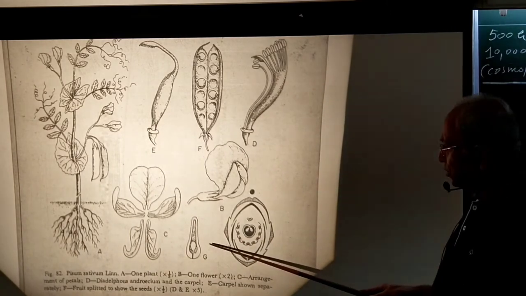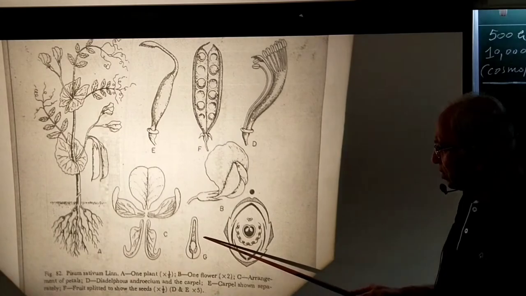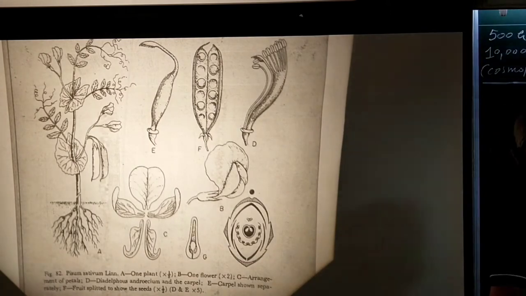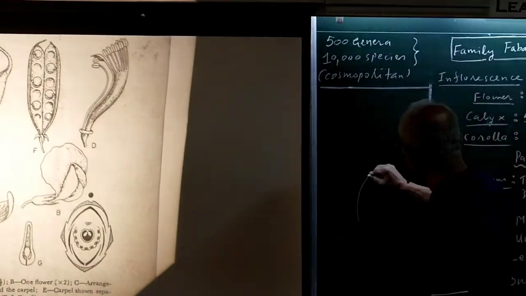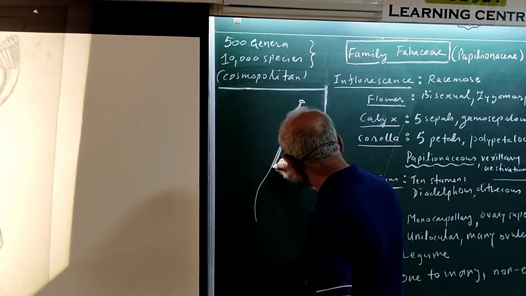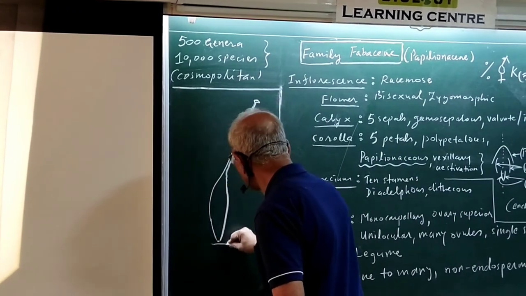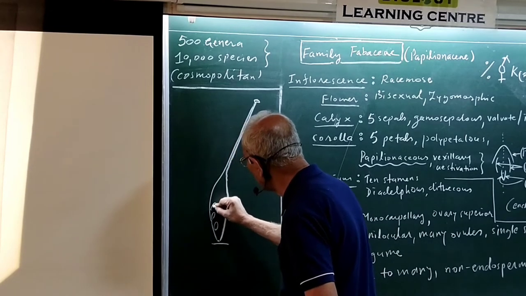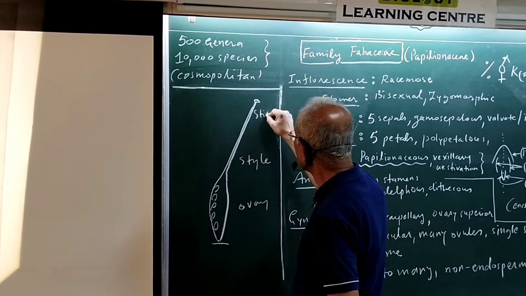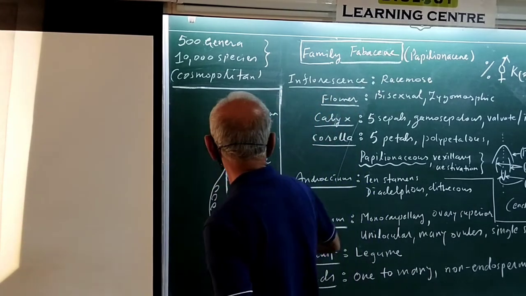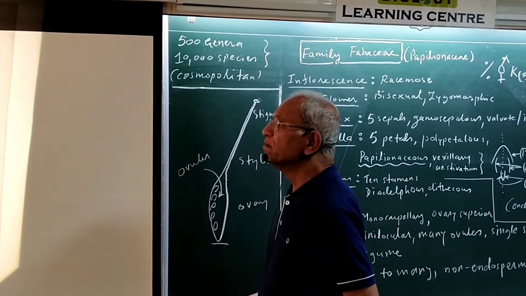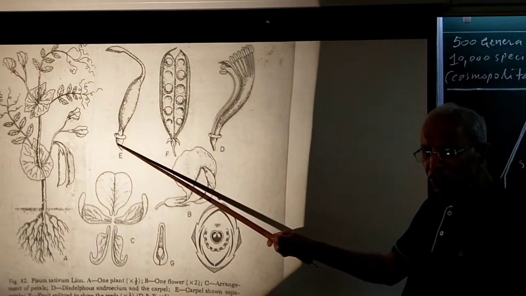Then this is the section of the ovary, this is actually a transverse section of the ovary. Actually the ovary will be like this. Single carpel, and you have many ovules. This is the ovary, this is the style, and this is the stigma. So, stigma, style, and ovary. And there will be many ovules. What kind of placentation are you expecting? Marginal placentation is there. So if you take a lengthwise section, you will get marginal placentation.